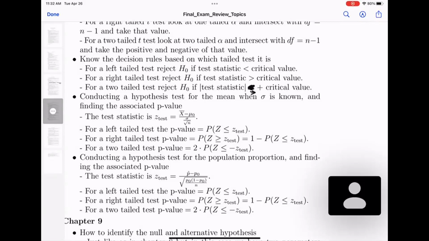Then for a left-tailed test, the p-value can be found by the probability of z being less than or equal to the test statistic you got. For a right-tailed test, you're looking at the area to the right of that test statistic, so you can find that by taking 1 minus the area to the left. Does everyone know why those signs are that way? Inside where it says the probability of z being less than or equal to and the probability of z being greater than or equal to.